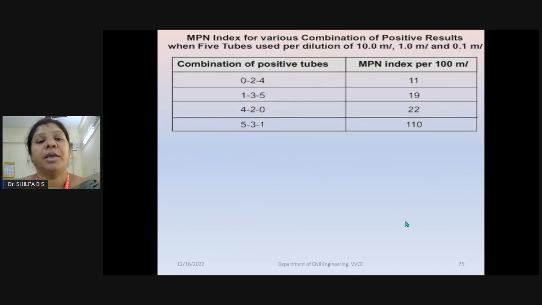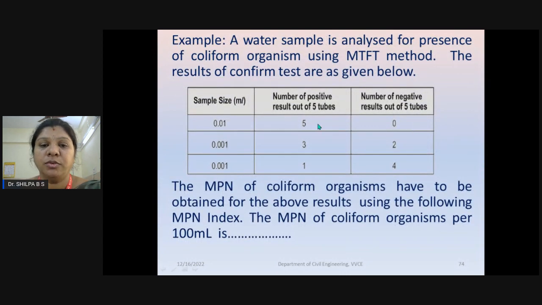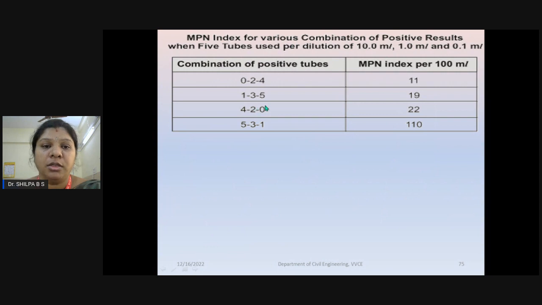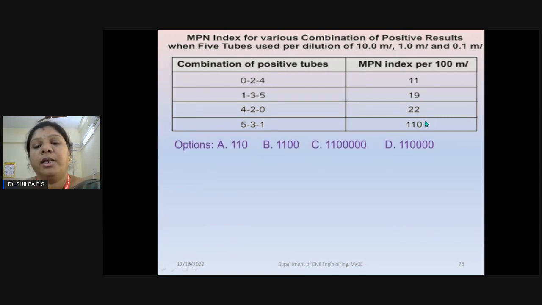For this MPN index, various combinations of positive results need to be considered. When 5 test tubes are used per dilution of 10 ml, 1 ml and 0.1 ml, these are all the combinations given, 0 to 4, then the MPN index. This is a ready reckoner table. For these 0 to 4 positive results, the index is 11, 135, 19, 420, 22, 531, it is 110. Here we got the positive result as 531. Based on this combination, the MPN index is 110 per 100 ml. So the answer is option D.